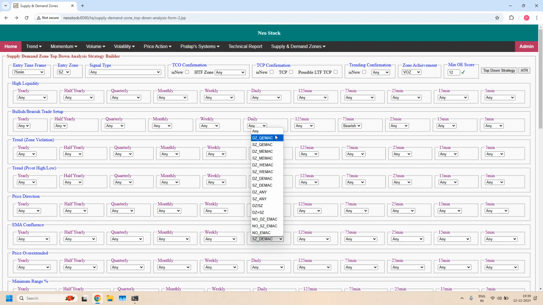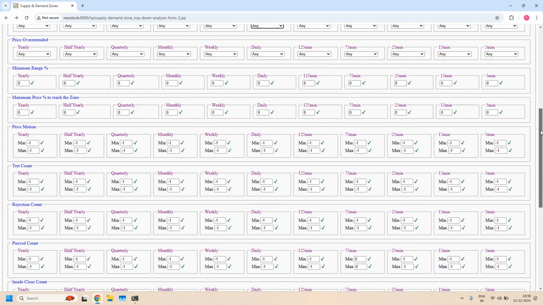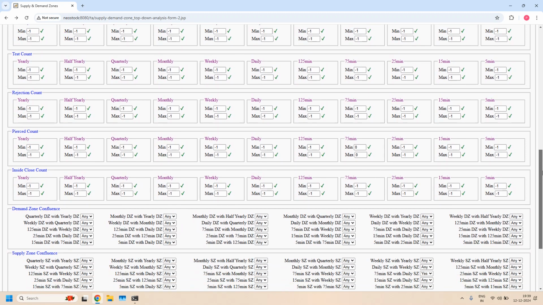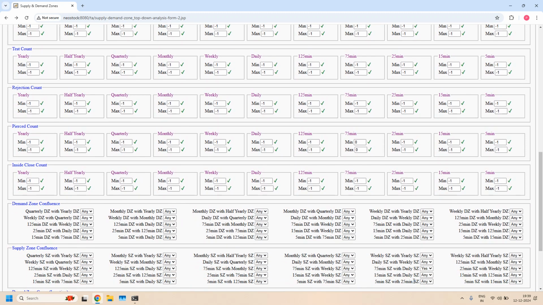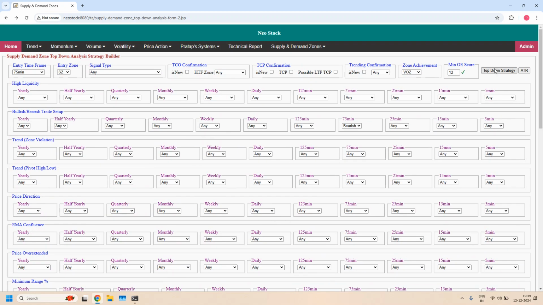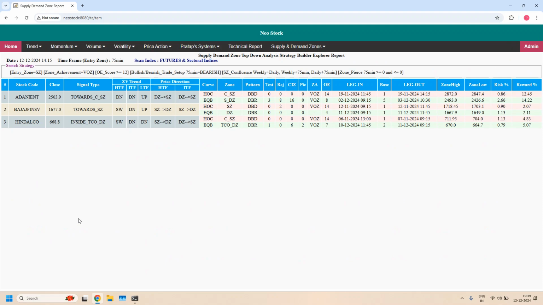So I am removing this EMA filter. In the supply zone confluence, 3 filters we have to set. First filter is already enabled, 75 with daily. Next, 75 minute supply zone with weekly supply zone confluence. Daily supply zone with weekly supply zone confluence. With all the 3 filters, we got 3 stocks.